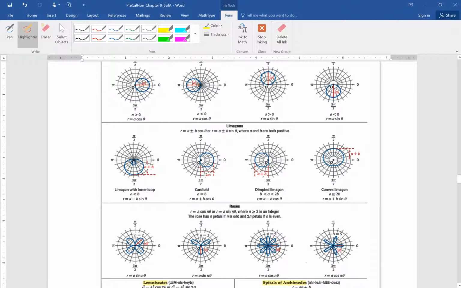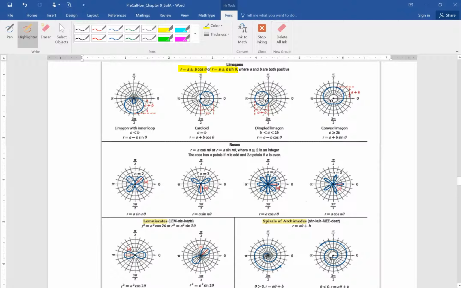Now, if you have a number plus or minus cosine theta, just like the one we graphed now, that was a number minus 3 cosine theta, you get one of these. Or a number plus or minus sine theta. You can get these cute little roses if r is a cosine theta or r is a sine theta. When you get these, you get what we call petals. The rose has n petals if n is odd, 2n petals if n is even.